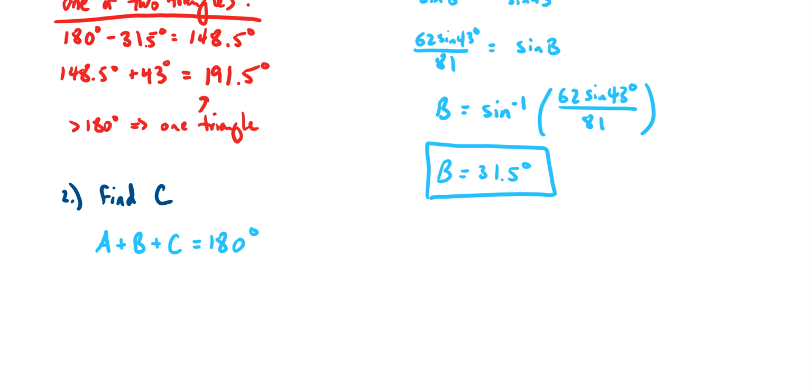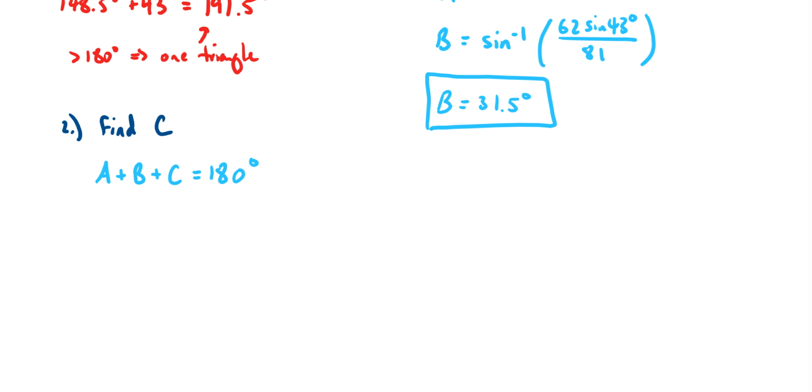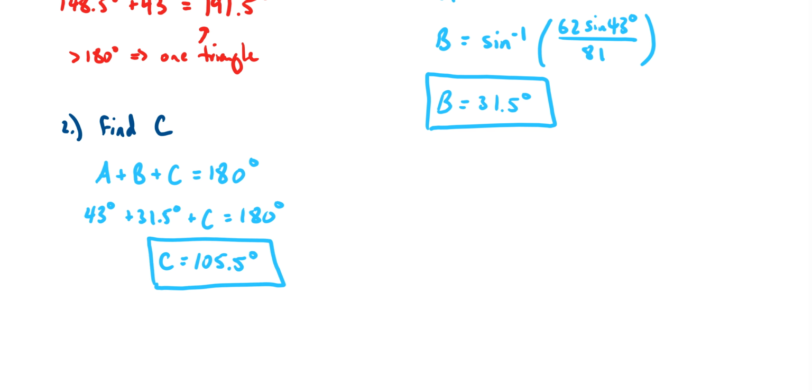To find the missing angle, we just use the fact that the sum of the interior angles adds up to 180 degrees. So angle A is 43 degrees. Angle B is 31.5. We're looking for C. So add up A and B on the left, subtract it on both sides, and we end up getting 105.5 degrees for angle C. So the last step is going to be to find side C.